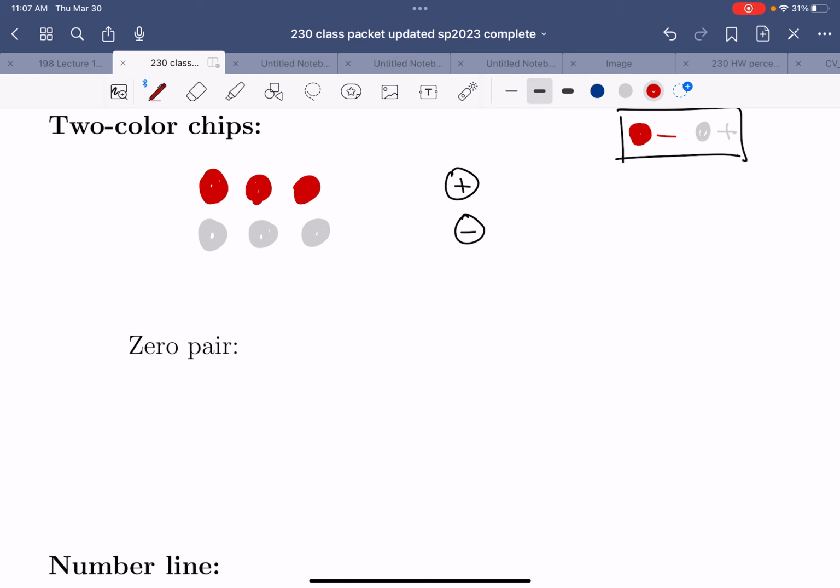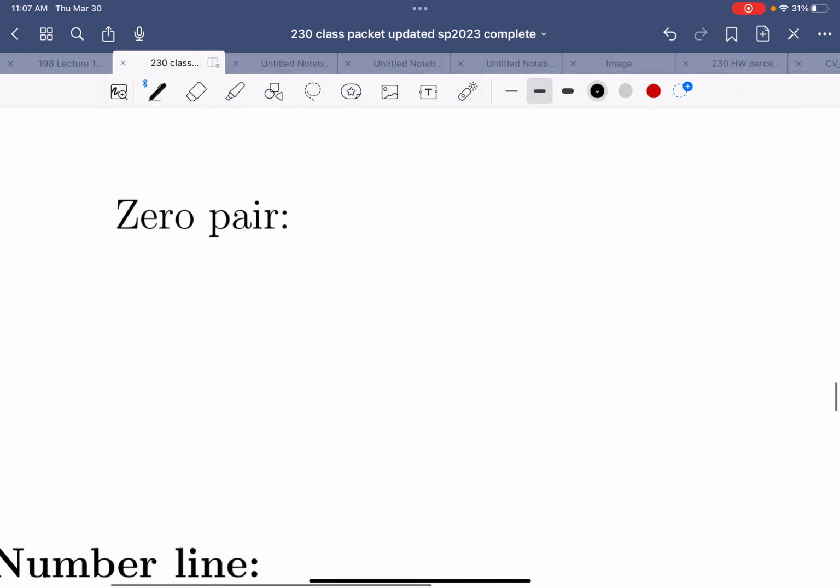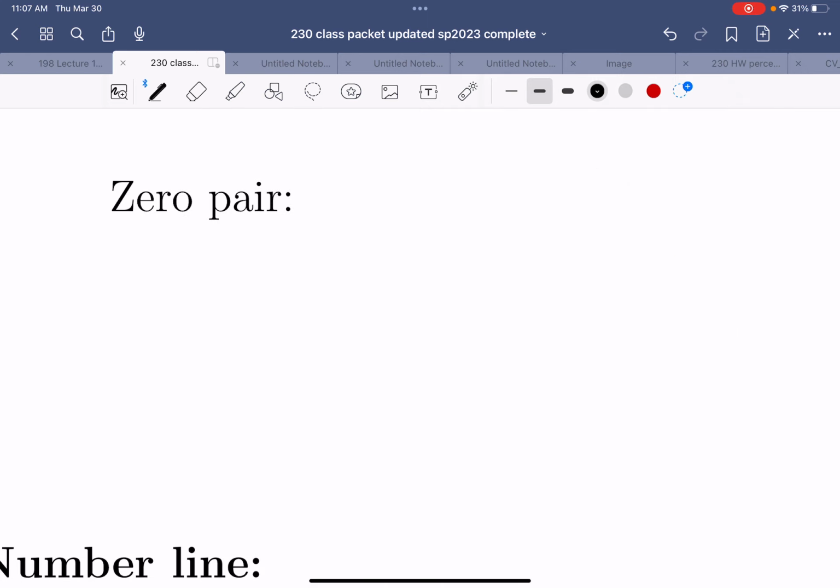Okay. Now, the first thing we want to talk about when it comes to chips is the idea of a zero pair. And a zero pair is a pair that makes 0. So that means I want one red and one white makes a 0 pair.